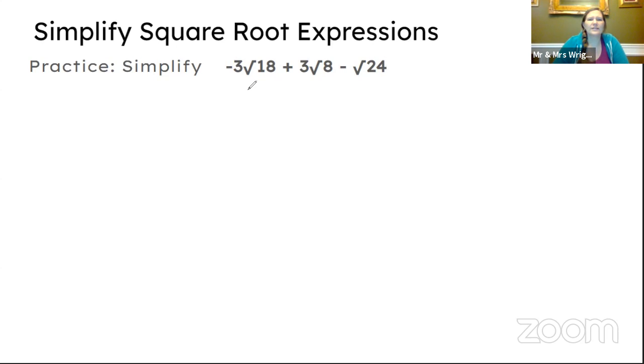So I know 18 is 9 times 2. 8 is 4 times 2. Oops, can't forget my radical there. And 24 I know is radical 4 times radical 6. All right, and this helps me because now I can rewrite this expression right here. Negative 3 times, I can take the radical 9 out to be a 3. Square root of 9 is 3. And then I've got my radical 2 at the end.